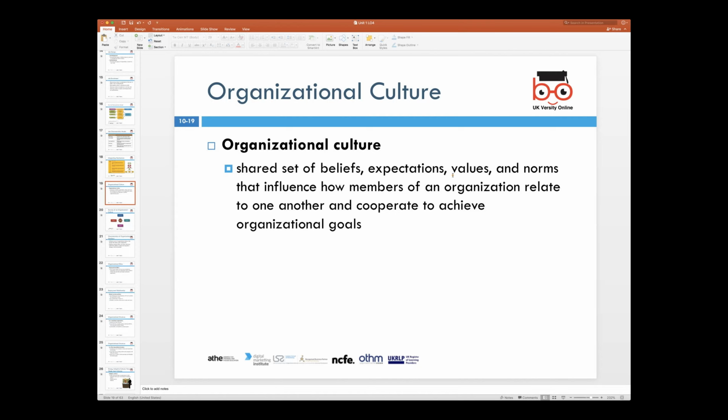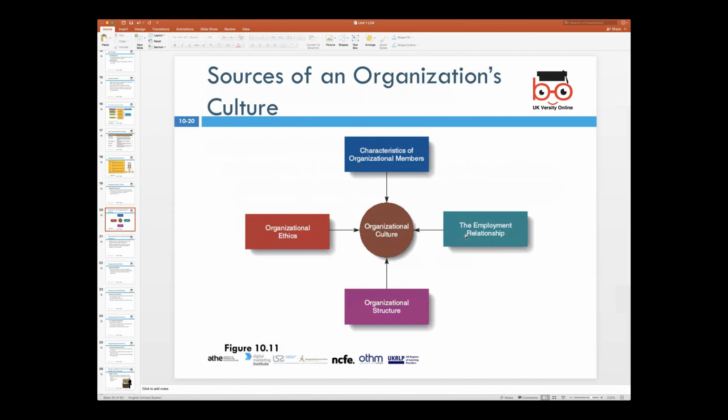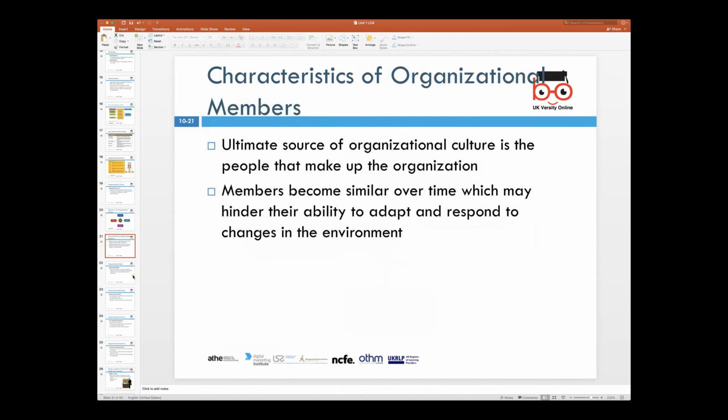Is that okay? Yes, sir. Here we looked at the structure. Culture is formed or impacted by factors like employment relations, organizational structure, what the ethics are, and what kind of members are present within that organization, the existing employees, and these kinds of things influence the culture of the organization. So let's look at each of them explained in a particular slide.